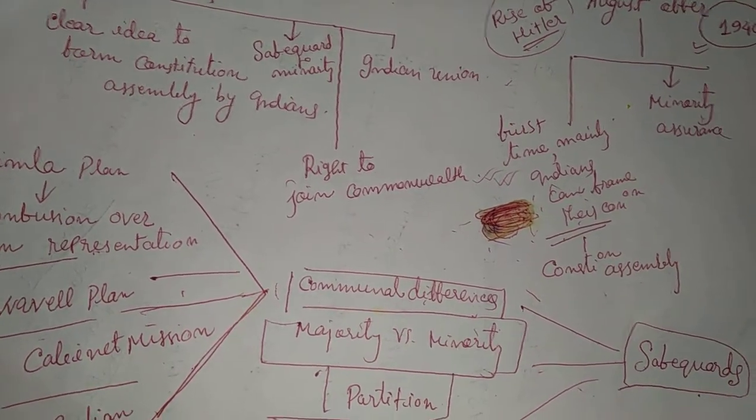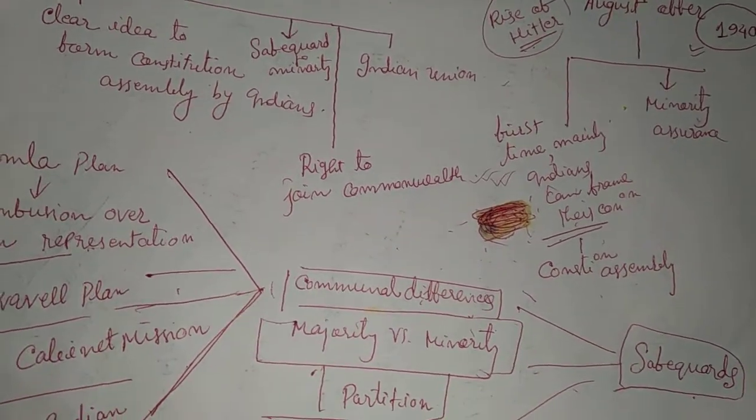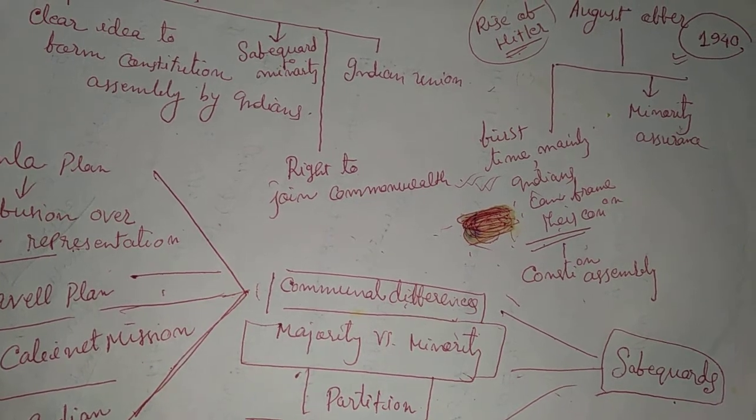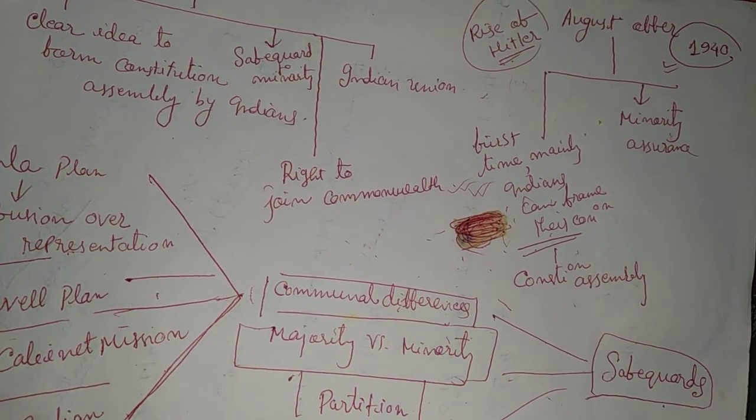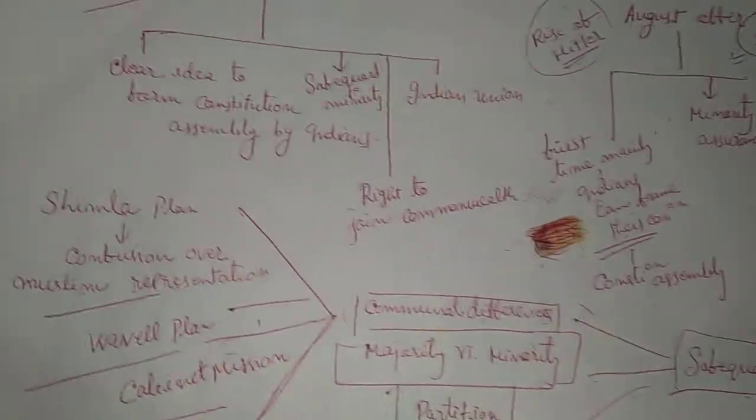Minority assistance was also there in the August Offer. So for the first time, through the August Offer, India got the inherent right to form a constituent assembly to decide their own constitution, where the majority of members would be Indians.